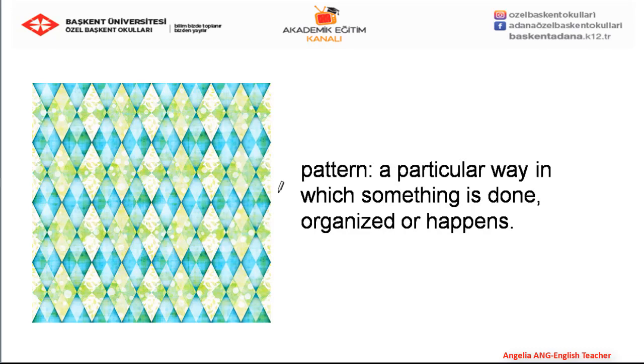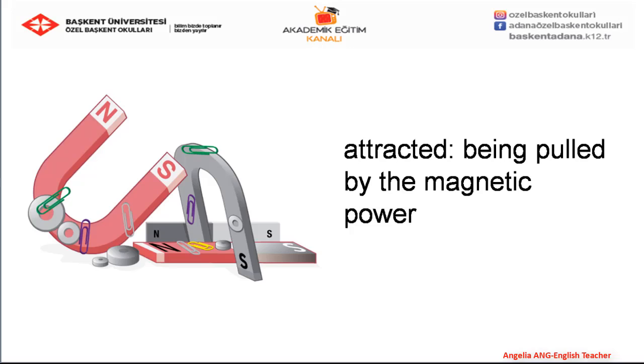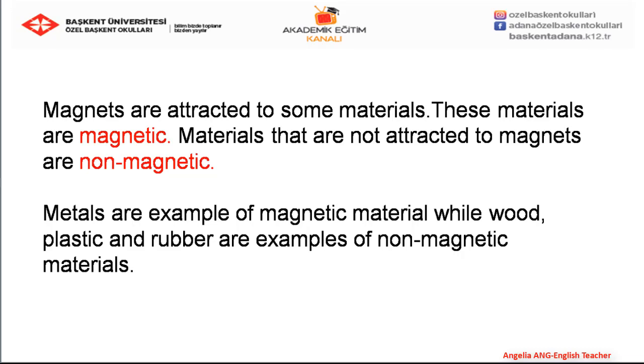Pattern. Pattern means a particular way in which something is done, organized, or happens. Attracted. Attracted means being pulled by the magnetic power. Magnets are attracted to some materials. These materials are magnetic. Materials that are not attracted to magnets are non-magnetic. Metals are examples of magnetic materials, while wood, plastic, and rubber are examples of non-magnetic materials.